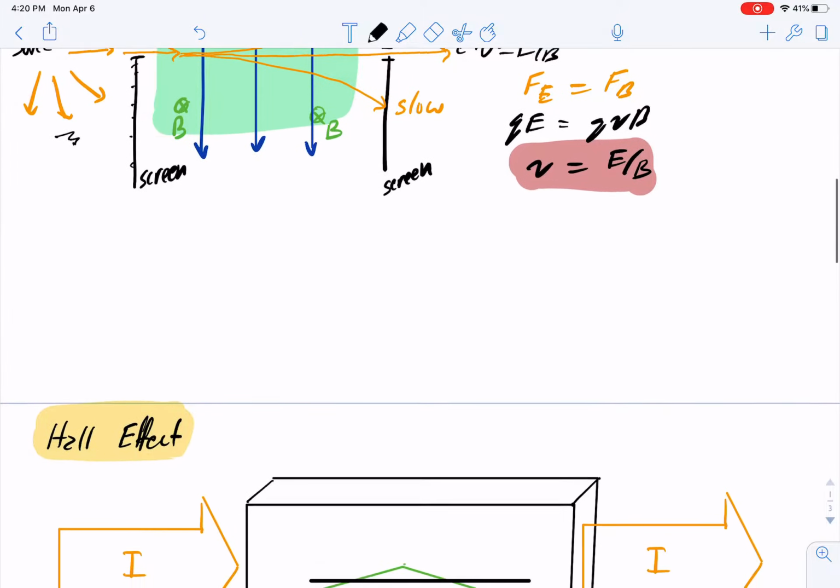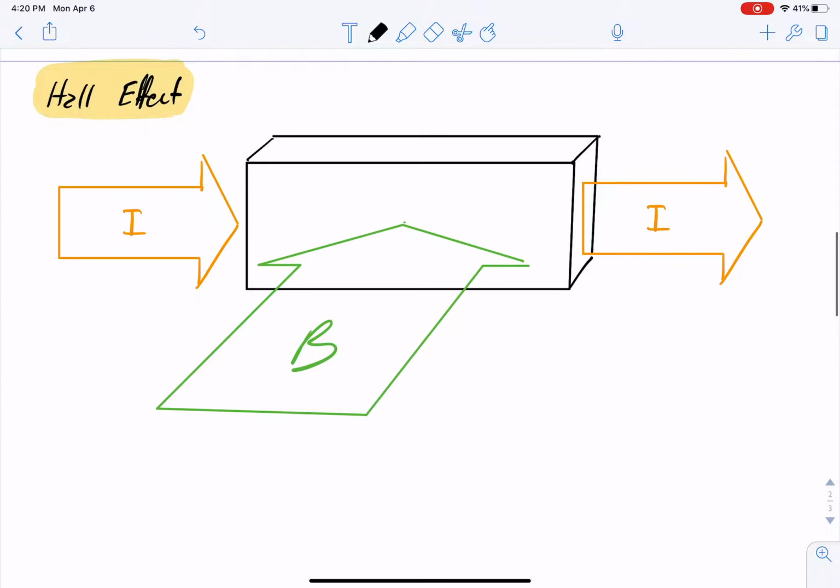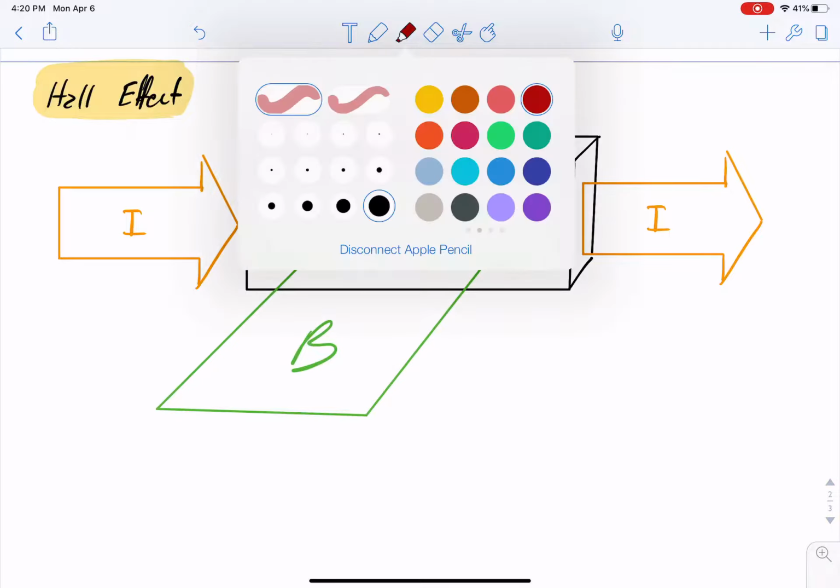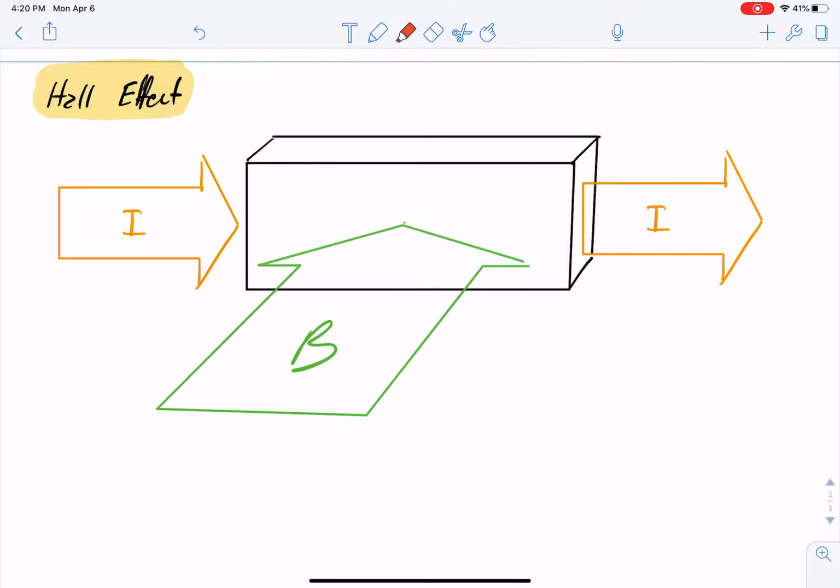So that leads us to one more interesting example, which is very similar, using the same effect, but you don't apply an electric field. So let's think again about the same situation. We have a chunk of some kind of conductor here. Suppose it's a chunk of copper.